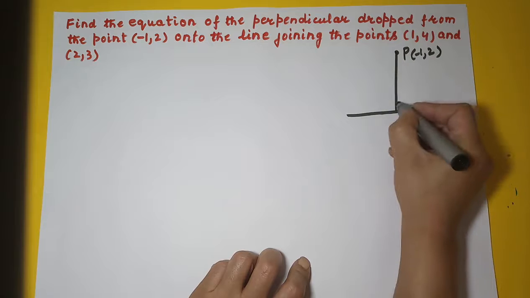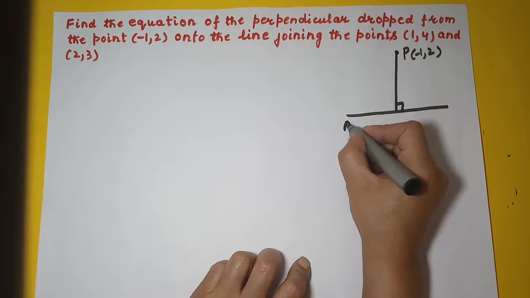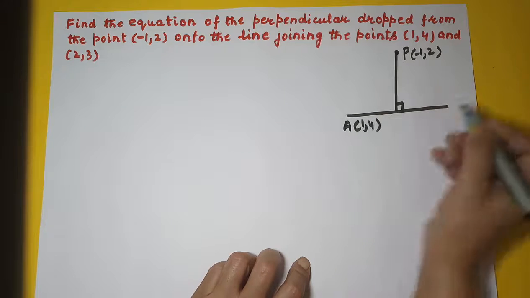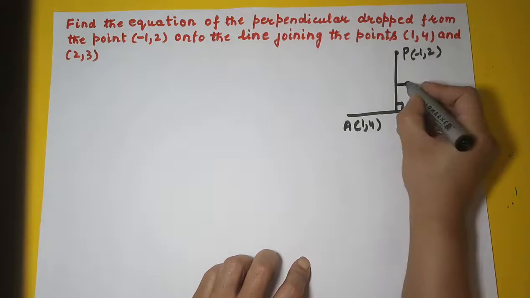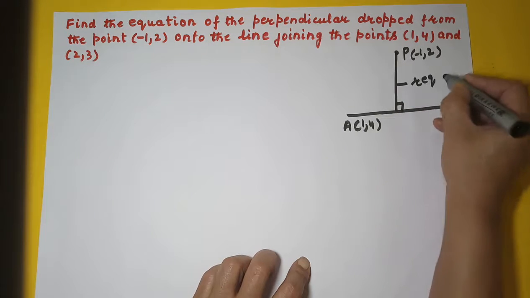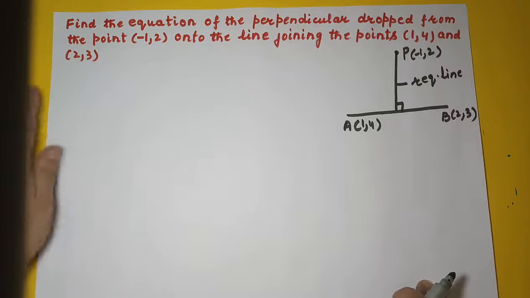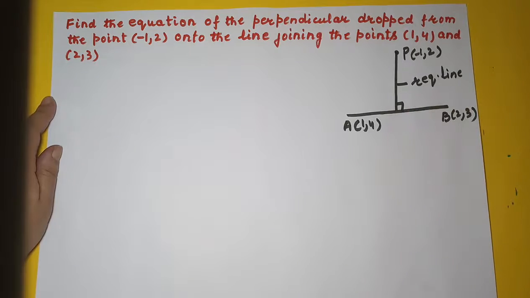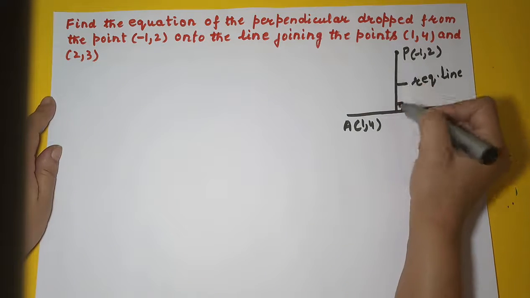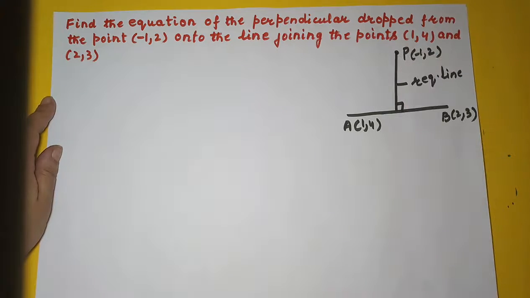And it is falling on, or in other words, it's perpendicular on the line joining the points (1, 4), and let it be P, (2, 3). Now this is our required line and we have to find its equation. Now it is simple. If we can find the slope of this line, then the product of their slopes will be -1. So we can find the slope of the required line. Point is given. We can find the equation of the required line by point slope form.